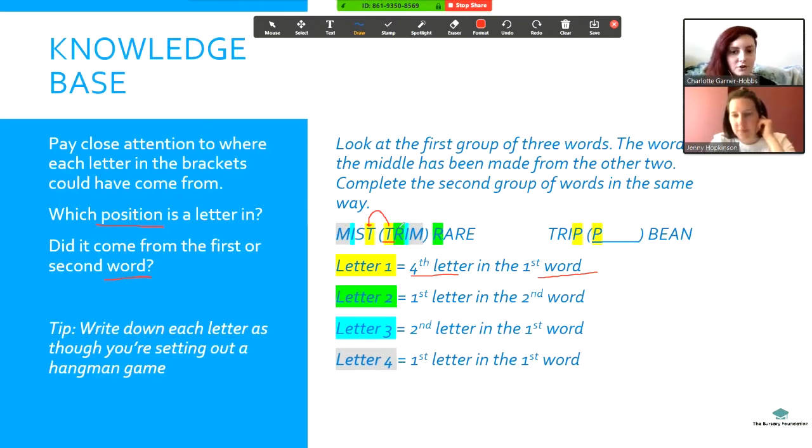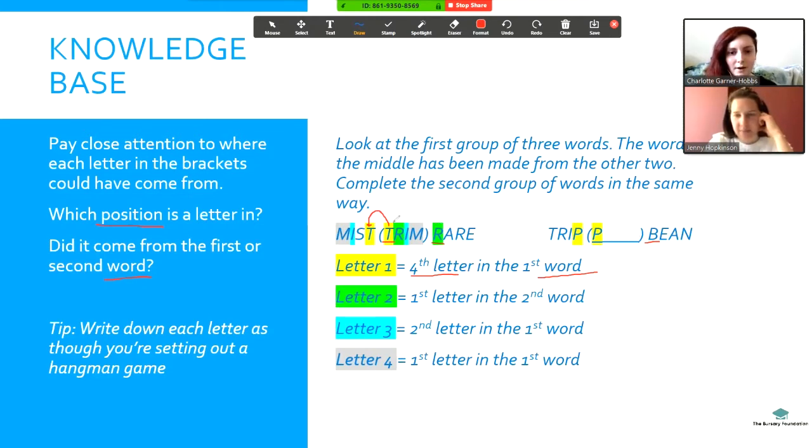For letter number 2, I'm doing exactly the same thing again. So where does R come from? It comes from the word rare over here, so it's the first letter in the second word. What I'm then going to do is find the first letter in the second word over here, which is a B. But P next to B isn't good, is it? No.